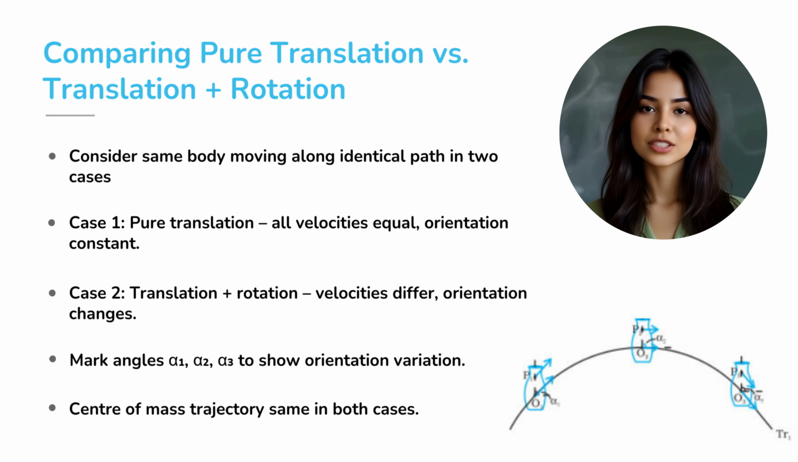In both cases, the center of mass follows the same straight path. But only in the second case does the book's orientation change. That's the subtle difference between translation alone and translation mixed with rotation.